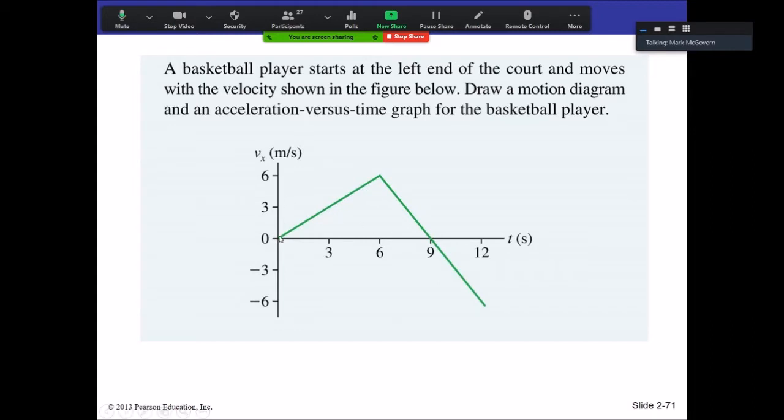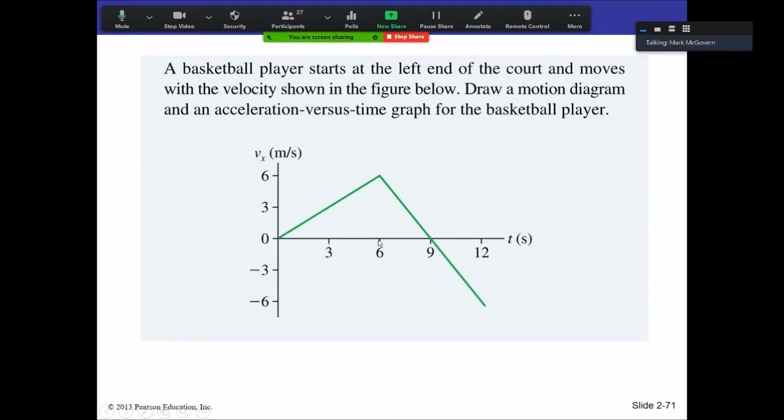At t equals 0, our basketball player is running to the right, and they are accelerating. In the first 6 seconds, they go from 0 to 6 meters per second. Okay, so there is an acceleration. It's positive, and if you work out the slope of this line, you will get 1 meter per second squared. Right, 6 seconds, 6 meters per second, done.